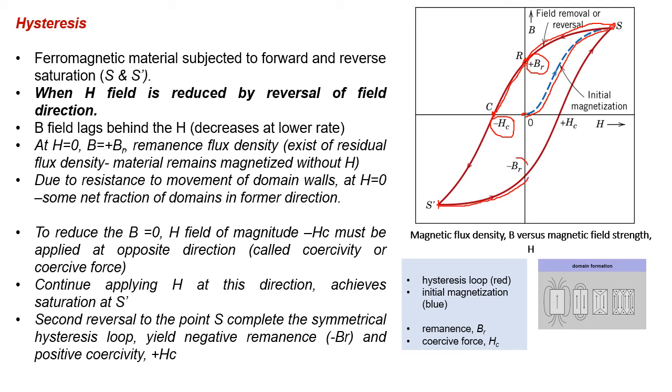We can have the remnant negative flux density at H equal to 0, and we further apply the magnetic field back, so the flux density can return to its 0 value in here, where we find the plus Hc. So the combination of this process will result in the hysteresis loop. So this loop in here is what we call the hysteresis loop.